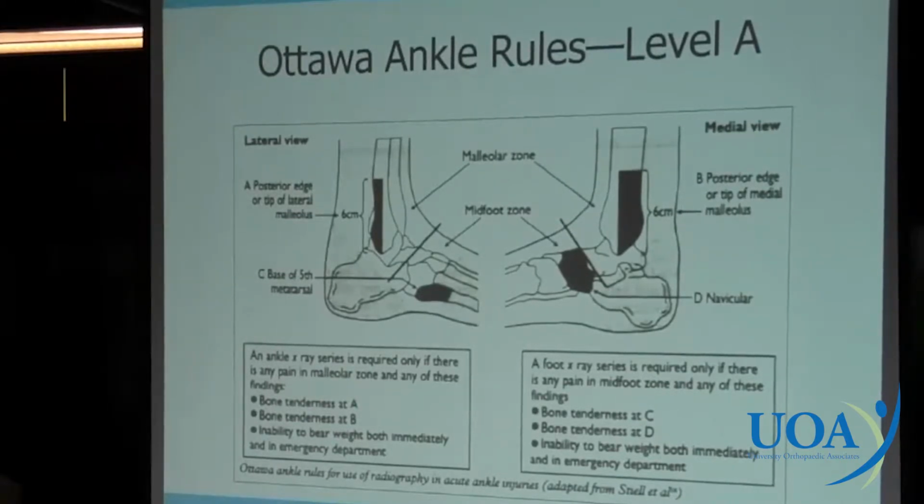Because otherwise, we're sending a lot of kids for a lot of x-rays and radiation that they really don't need. We see hundreds of kids in the office here for x-rays, because as Dr. Gadd said, if they go to the orthopedist, you've got to get an x-ray. And once they come in, negative x-rays are a very large percentage of these ankle injuries.